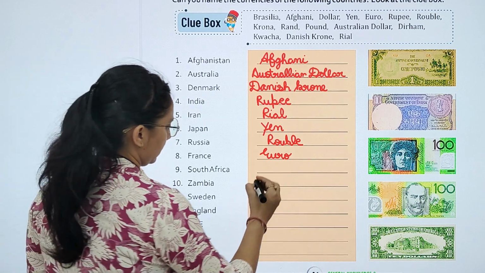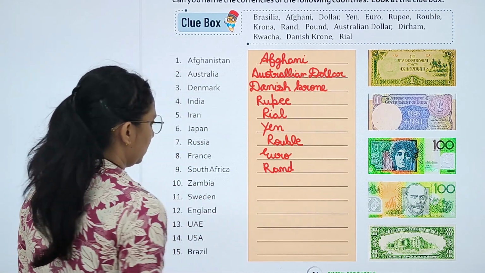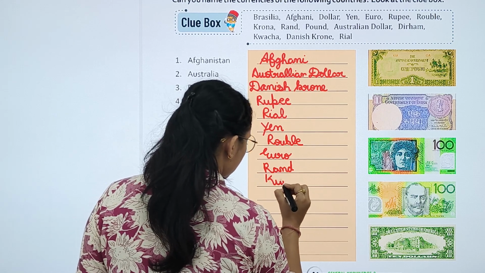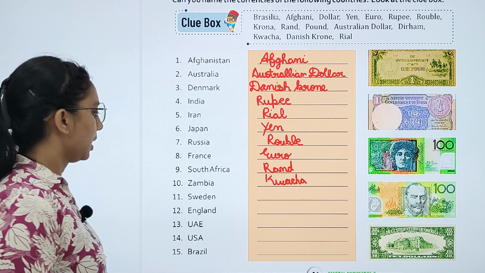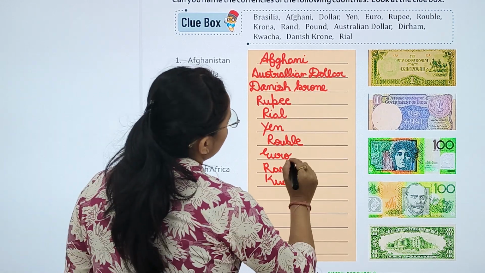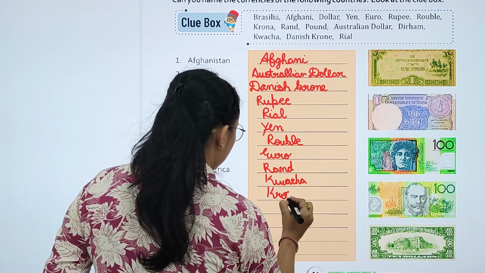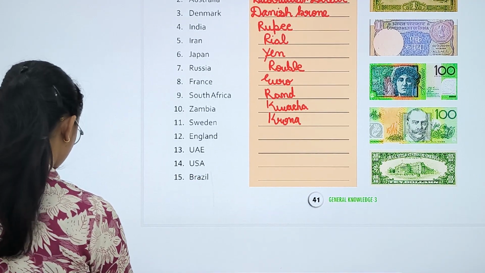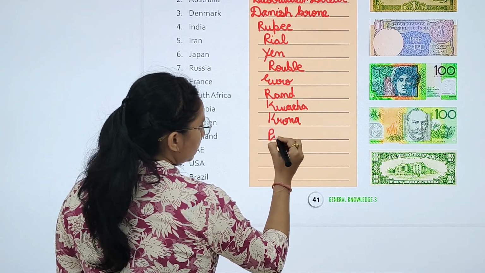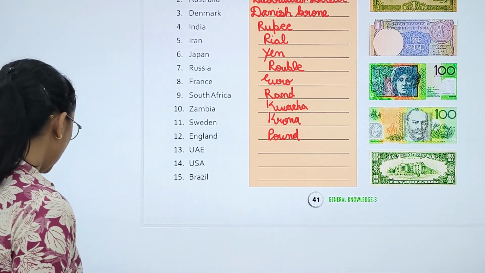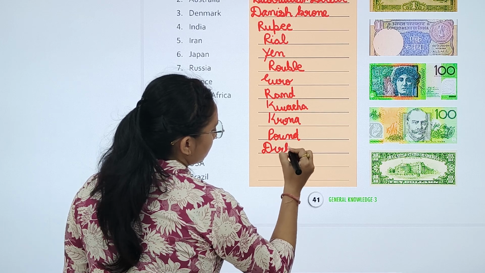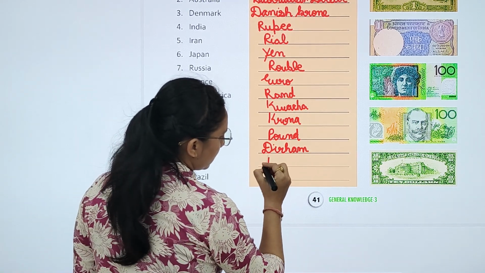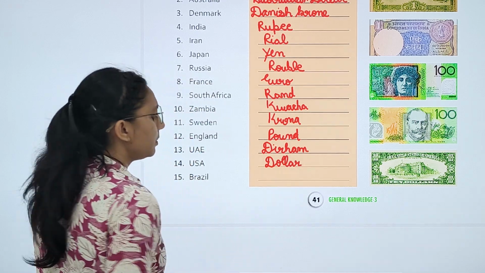South Africa, rand. Zambia, that is Kwacha. Next is your Sweden, that is Krona. Then we have Sweden pound. स्वीडन की पाउंड हो गई आपकी. Then we have UAE, that is dirham. Right? Then we have USA, that is dollar. Then we have Brazil. Brazil की क्या है ब्राजीलिया.